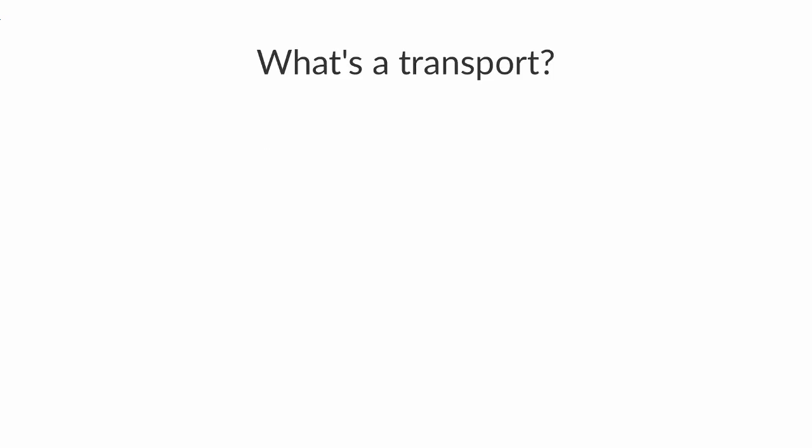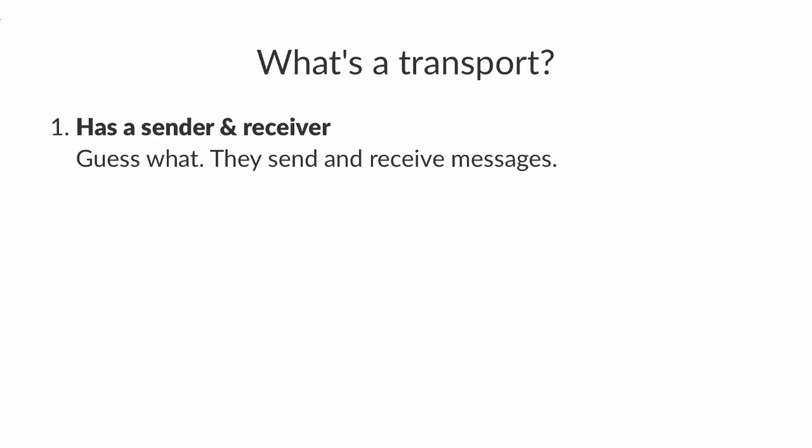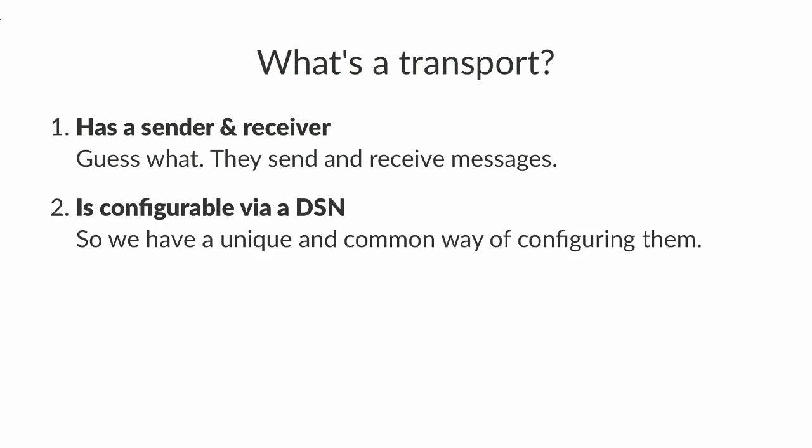So before, what is a transport? That's the fourth concept that I introduced at the beginning. A transport is just something that has a sender and a receiver. I won't read you the description, that's fairly obvious. Then it is configurable via DSN. That's the idea that Fabien borrowed as well for his mailer transport.